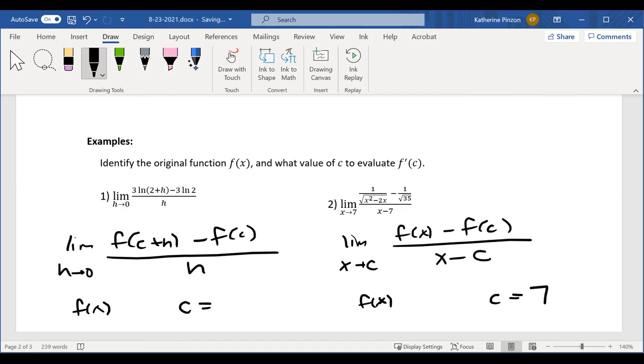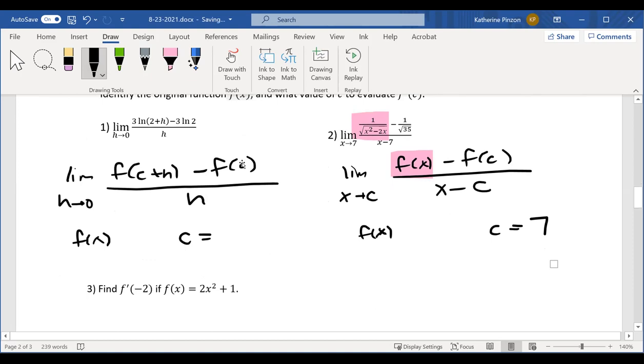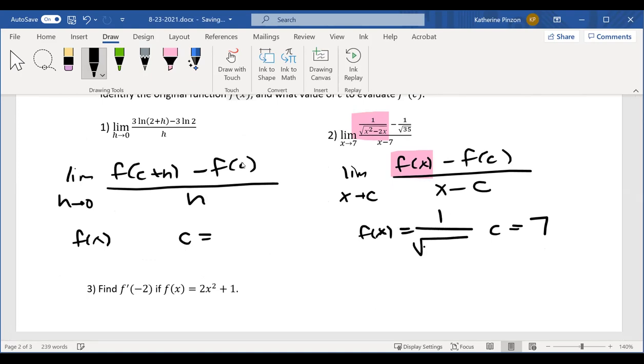What's my function in this case? Which one of these pieces represents my function? That first piece in the numerator, right? This piece right here matches. You see that? So in this case, my function is going to be 1 over the square root of x squared minus 2x. So this limit, yes.